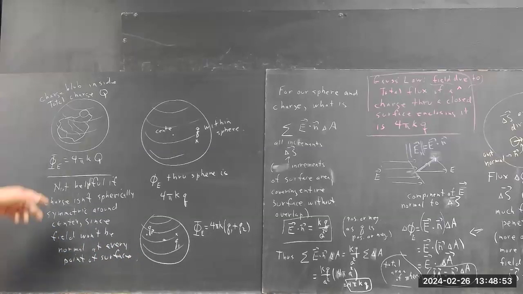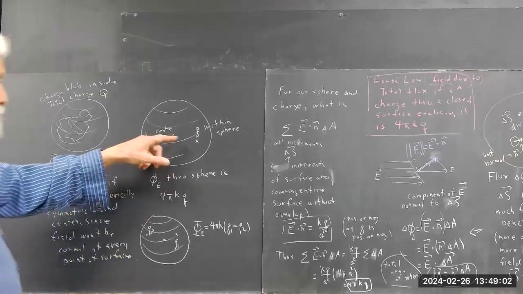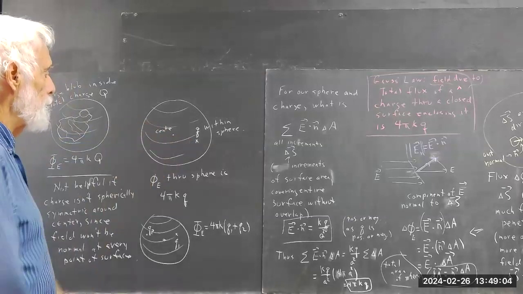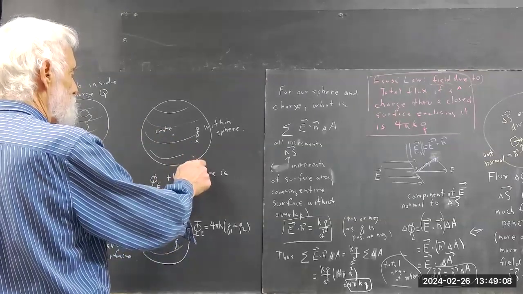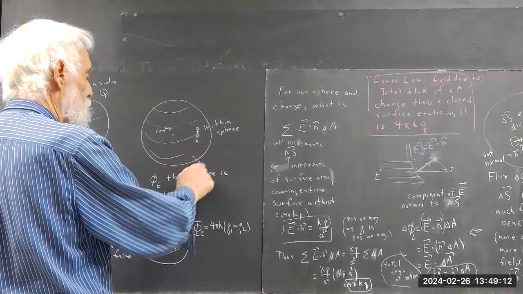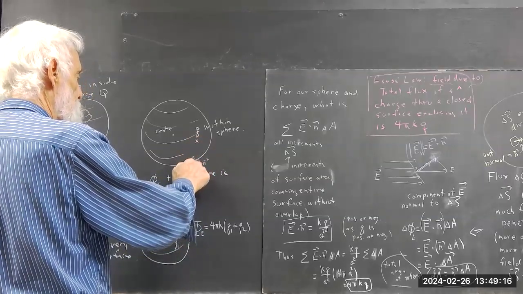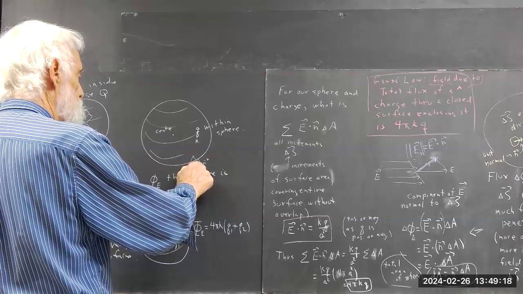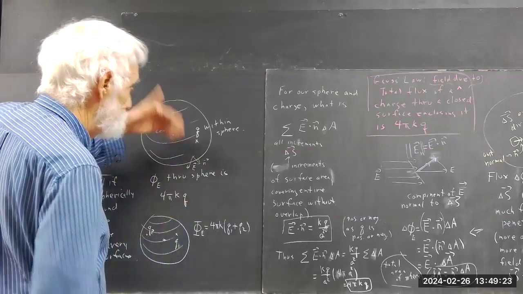I'm saying it's not going to help if the charge isn't spherically symmetric around the center, since the field won't be normal at every point of the surface. Clearly, if the charge is here and the center is here, then at a point on the surface, the surface increment is normal, but the field due to this charge is here. E is not normal.